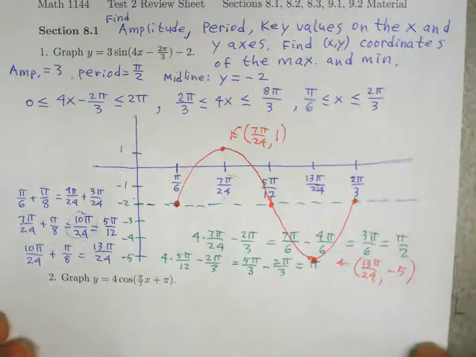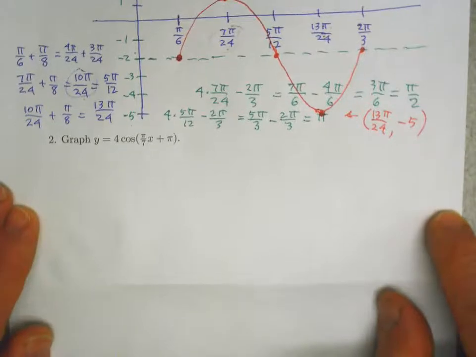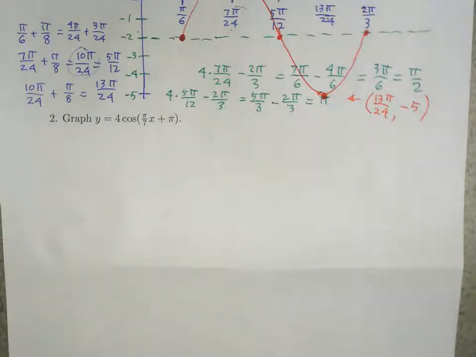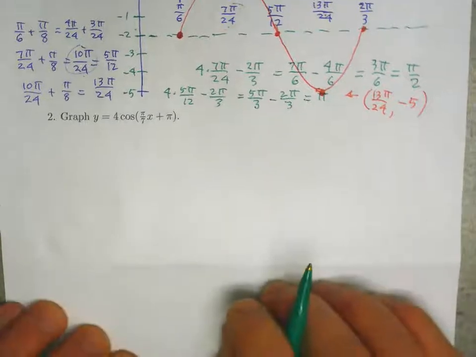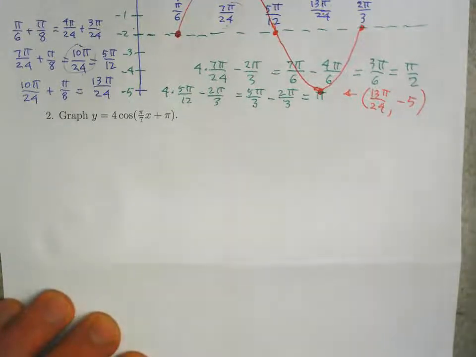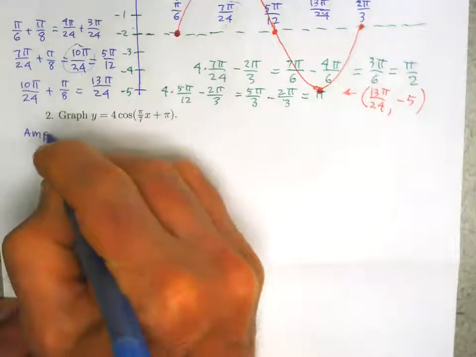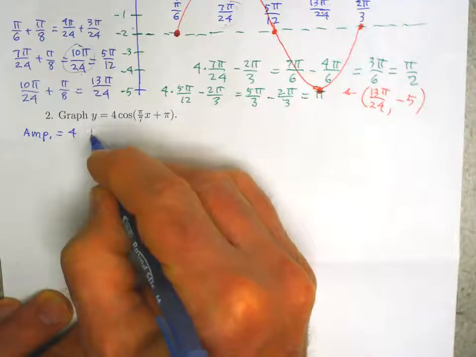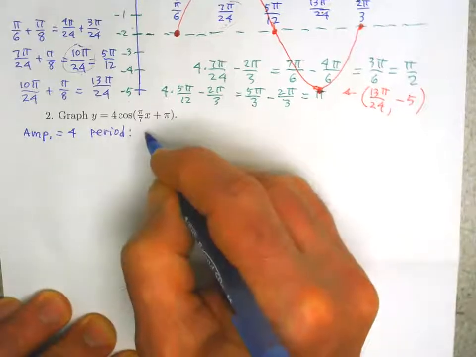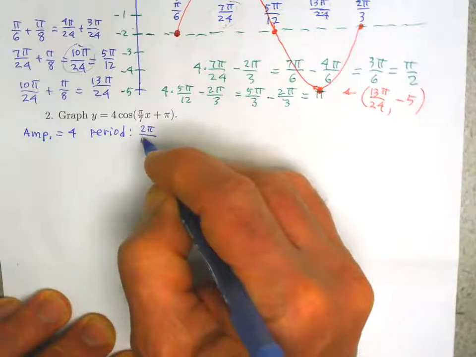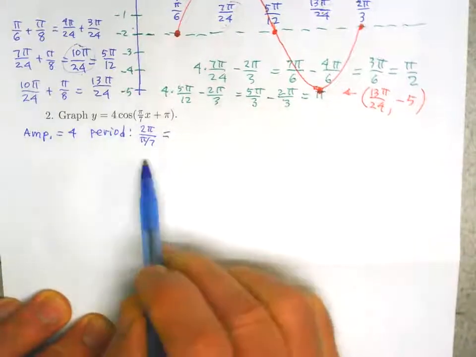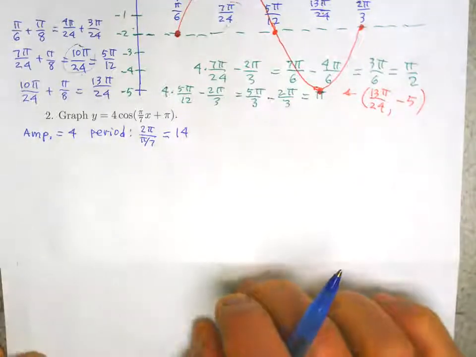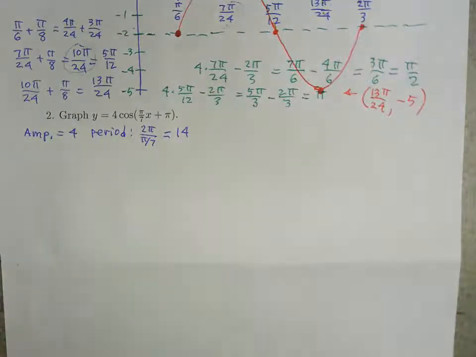Okay, let's do the next problem. This one will seem easier in comparison. So, same sort of thing though. The amplitude is 4. I'll abbreviate amplitude if that's okay. The amplitude is 4. The period is 2 pi divided by pi over 7. When you do the arithmetic, you get 14. 2 pi divided by pi over 7 is 14. So that's a pretty long period.